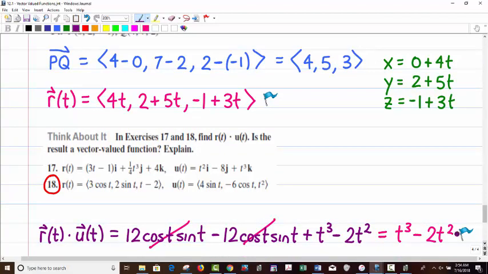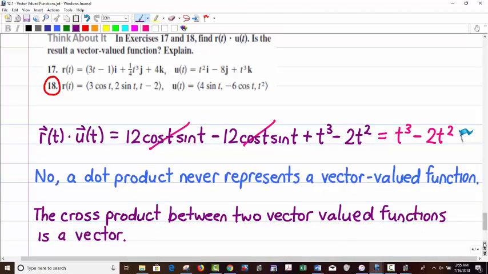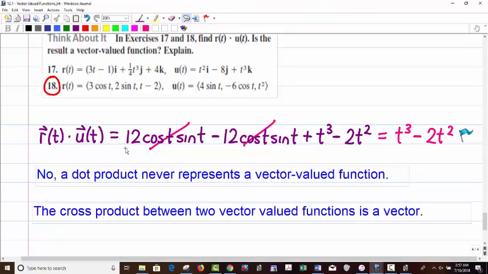Think about it. Let's see. Find r of t dot u of t. Is the result a vector valued function? Absolutely not. The dot product is a scalar. So this dot product is not going to be a vector valued function. And so I've answered the question already before even doing the dot product. The dot product never represents a vector valued function, but a cross product between two vector valued functions would represent a vector. A cross product always yields a vector.